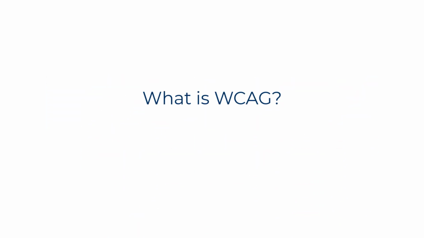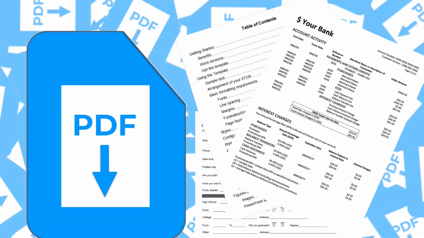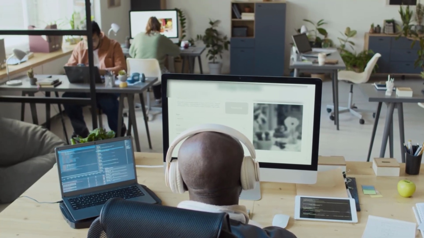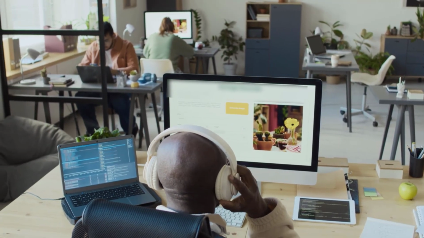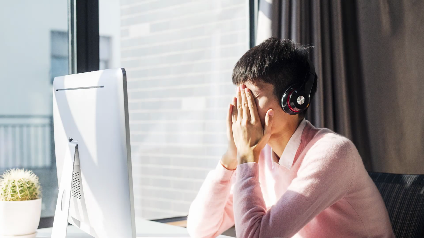What is WCAG and why does it matter for PDFs? PDFs are everywhere. Government forms, school documents, financial statements, and more. But for people who rely on assistive technologies like screen readers or keyboard navigation, many PDFs are difficult or even impossible to use. Why? Because PDFs that aren't properly structured lack the behind-the-scenes digital tags that allow assistive technology to identify elements in the document. Without those tags, a document becomes a wall instead of a doorway.